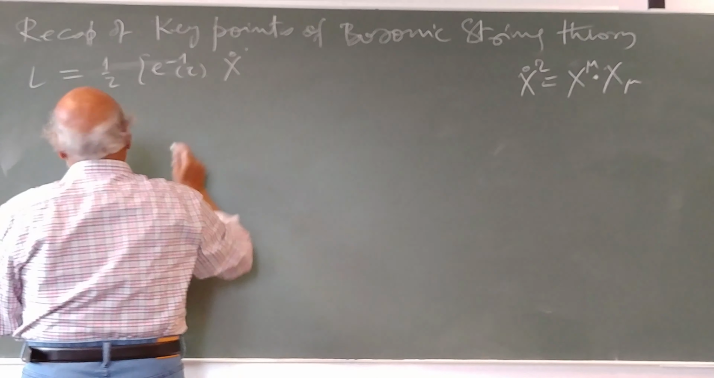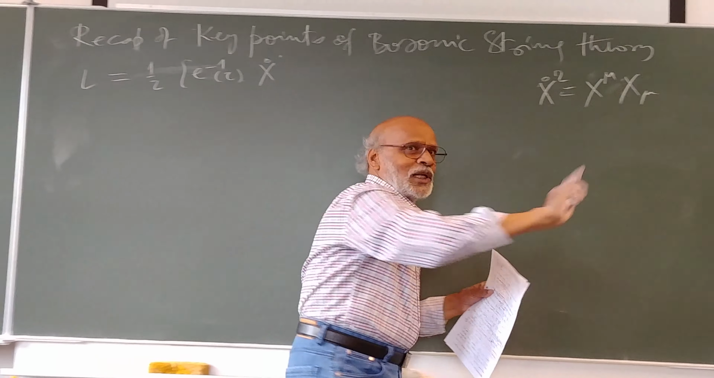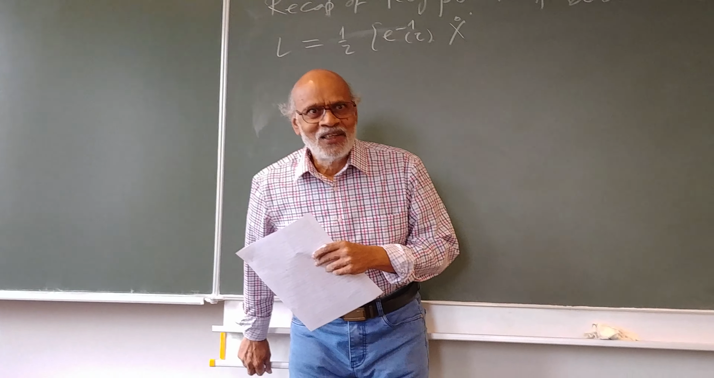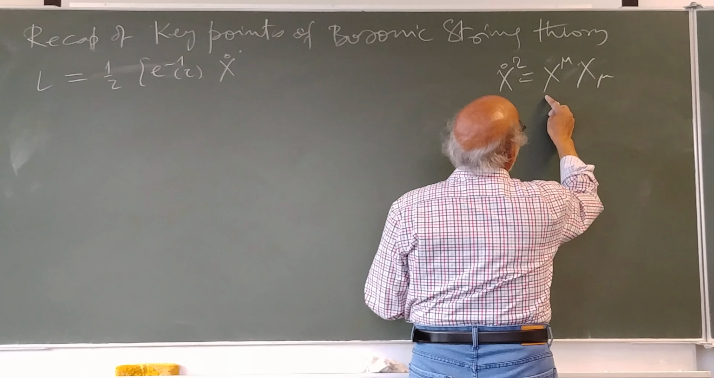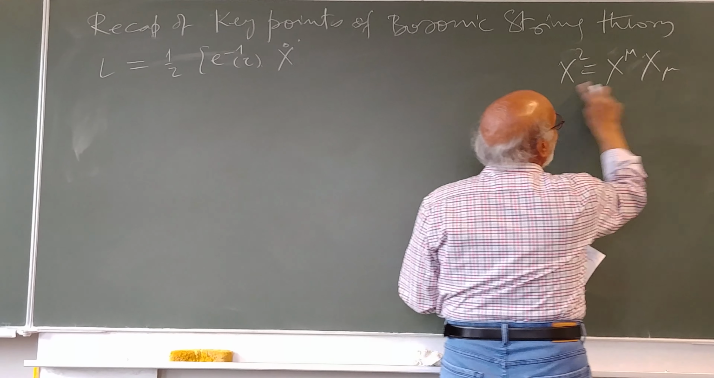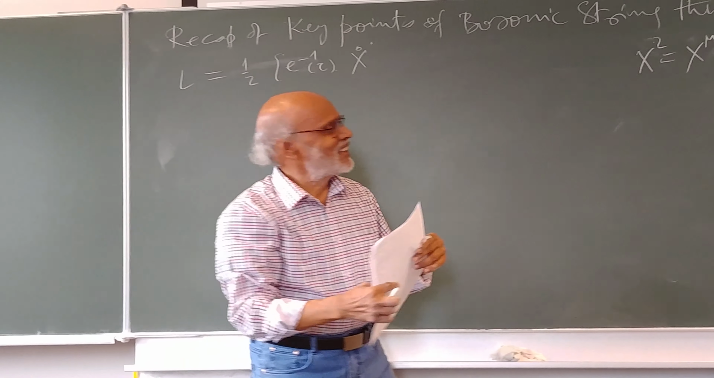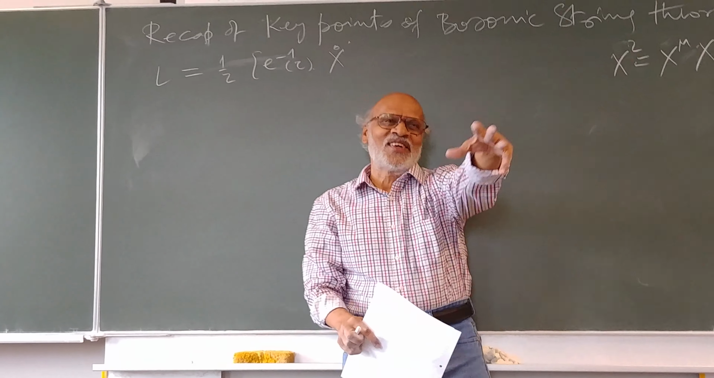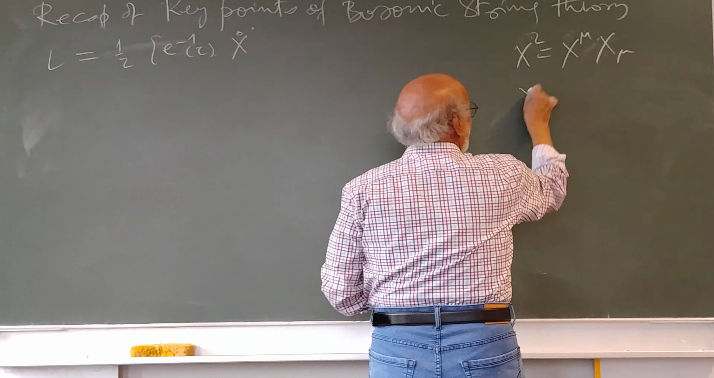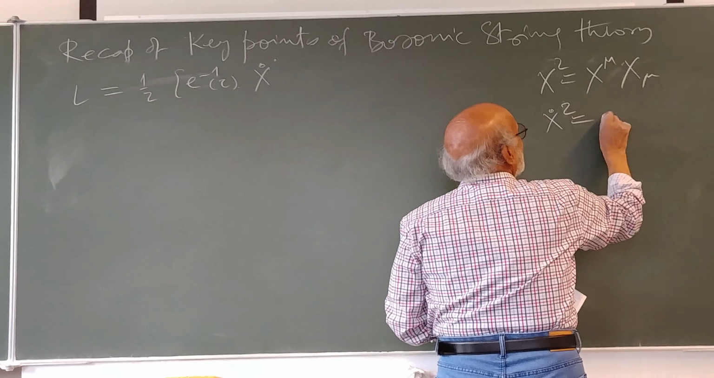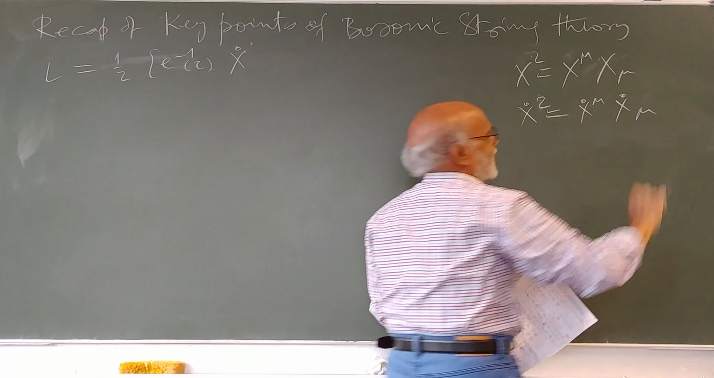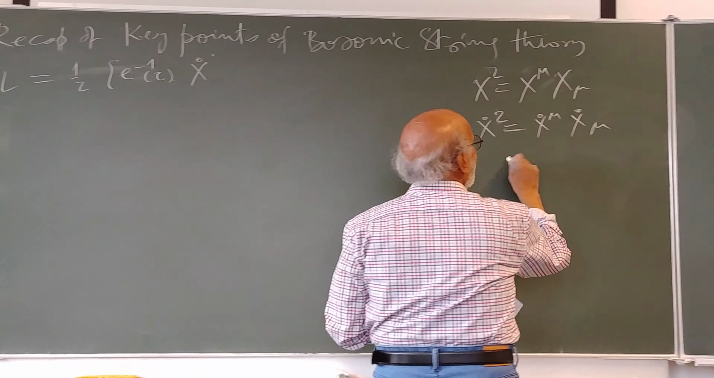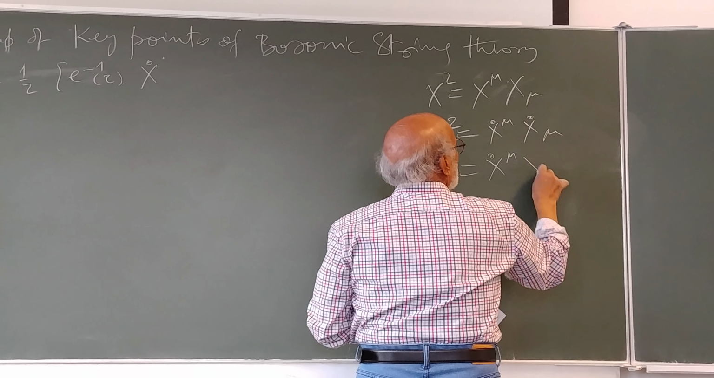So there should also be dots on the right hand side, right? I mean x dot mu times x dot mu. Ah, okay, I'm sorry. You are right, Sarah. This is just x dot square. So if I have x dot square, then that would be x mu dot times x mu dot.